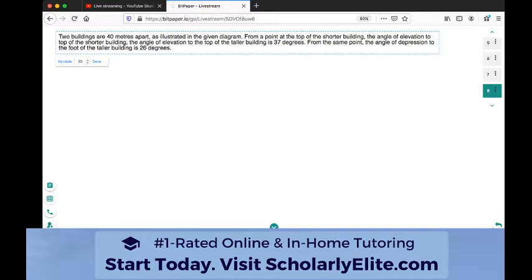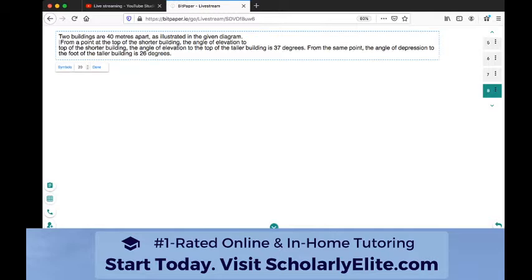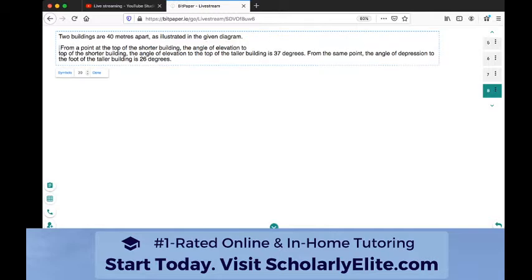Next, from a point at the top of the shorter building, okay, I'm going to make that its own line. From the point at the top of the shorter building, the angle of elevation to the top of the taller building is 37 degrees. I must have typed that twice. There we go. So that's another piece of information.